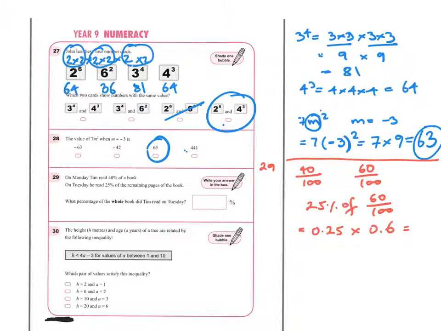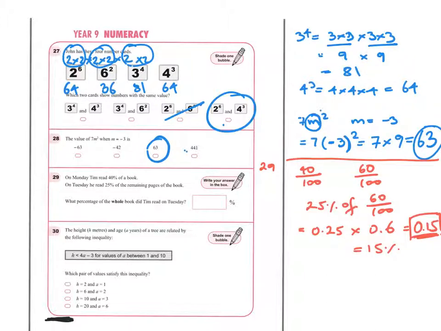So now, how are you going to do this? What is the best way to calculate this? 0.25 times 0.6 should give you 0.15. Please practice this without a calculator. As I said before, you're not supposed to use a calculator for this test. So it's 0.15, which is the same as 15%.